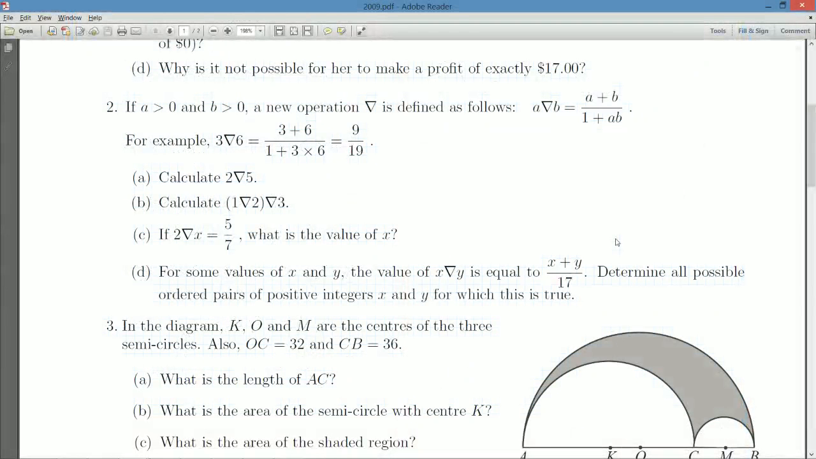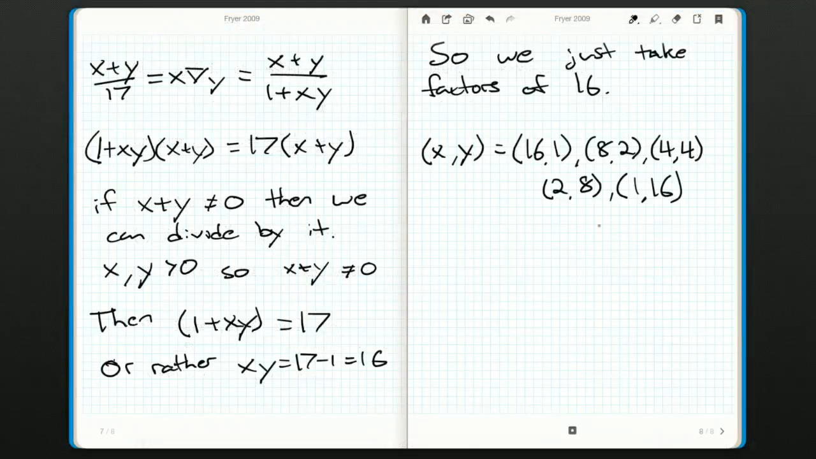So were we asked how many? No, we were asked to determine all possible ordered pairs, and notice that we do have ordered pairs. We have 2 and 8 here, but we also have 8 and 2, reflecting that x could be 8 or x could be 2. So we get 5 ordered pairs here, 5 different factors of 16 that x can be, and then y just makes up the difference. So that gives us all the possible x and y's.